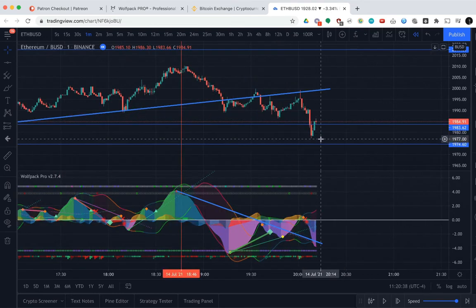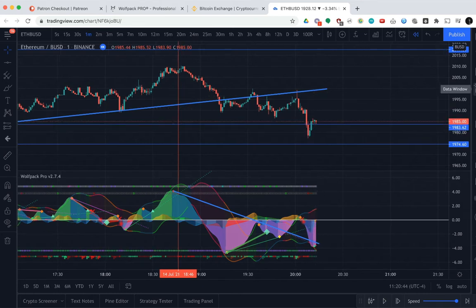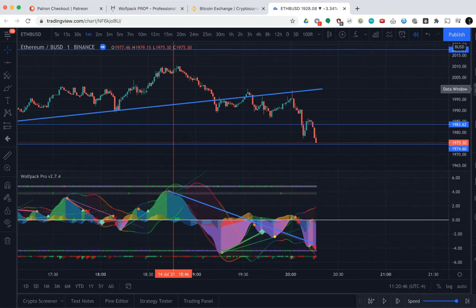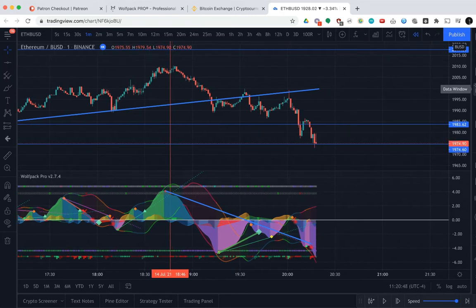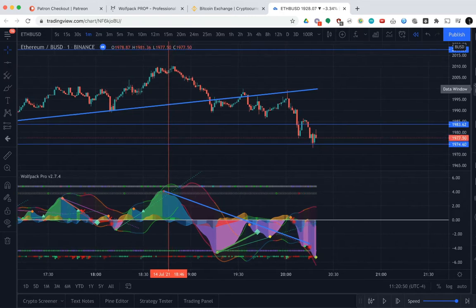We haven't touched the support area yet. It looks like we could start coming up. Let's keep moving forward. We're just going to wait. We're going to be patient. There, we've touched our support right there. And there's our buy signal.